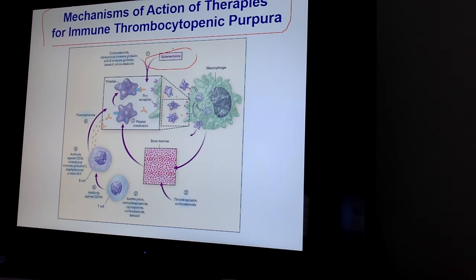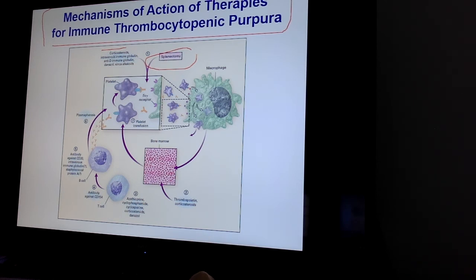Splenectomy, why is it effective? Because the spleen will produce the antibody. The spleen will remove the platelets coated with antibody. That's why it's effective, and so you remove the source. This is used for chronic cases, as for adults, SLE, and other things.